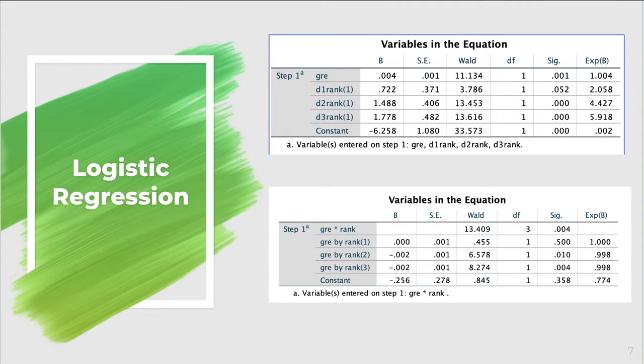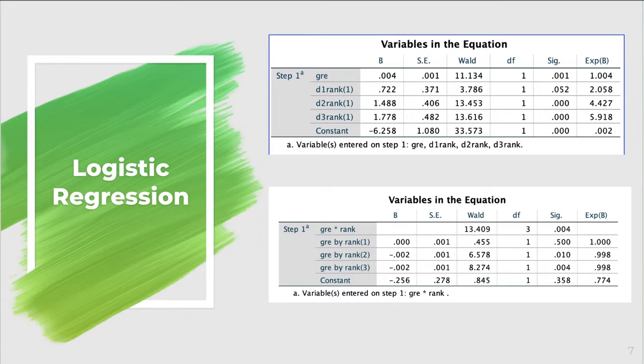This passes 3 of our assumptions: the assumption of independent observations, the assumption of one or more independent variables, and the assumption that the outcome is measured on a dichotomous scale.